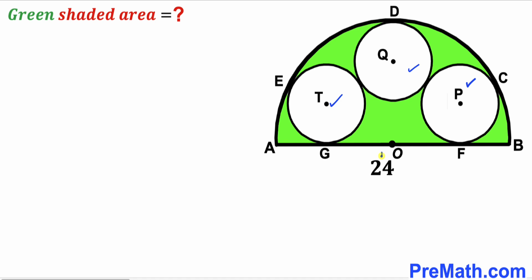In this video, we have these three identical small circles fully inscribed in a semicircle with center O, as you can see in the given diagram, such that P, Q, and T are the centers of these identical circles, and they are tangent to each other. Moreover, the diameter of this semicircle AB is 24 units. Our task is to calculate the area of this green shaded region combined.